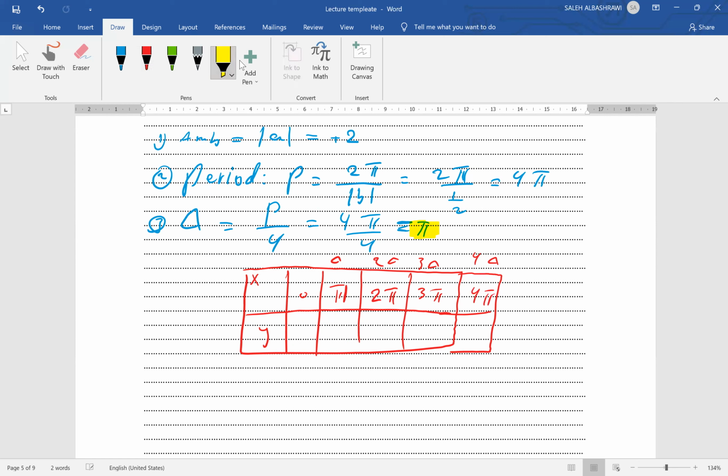So you can see the last point is the end of the period. We are trying to graph the function using only one full period. If it is two full periods, I will add more. But this will give me one full period.